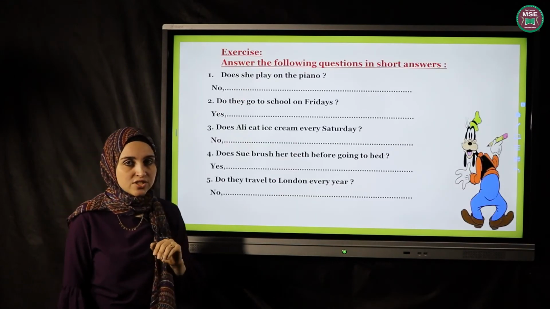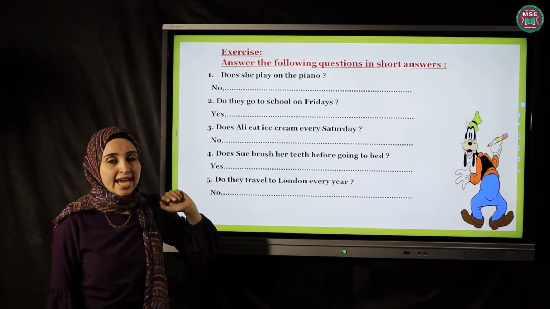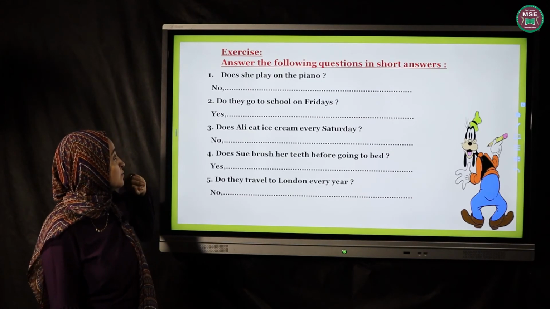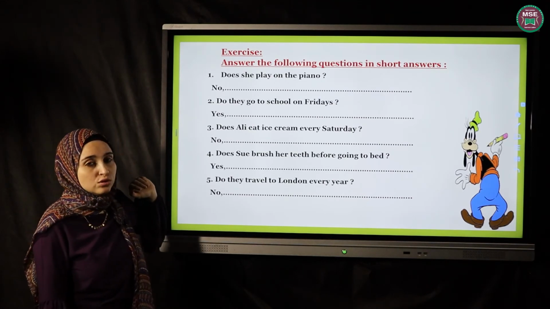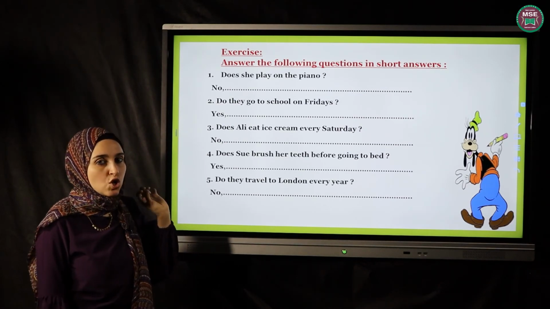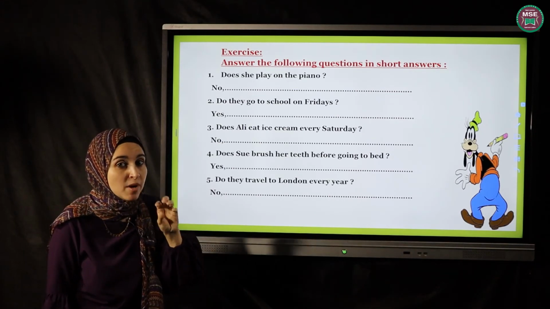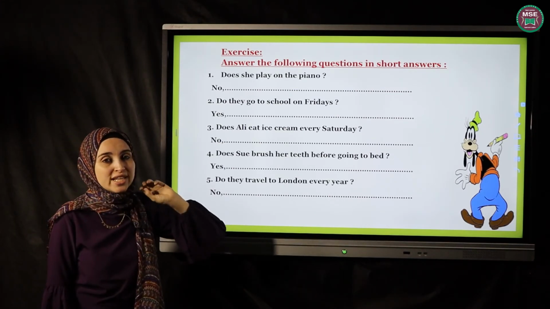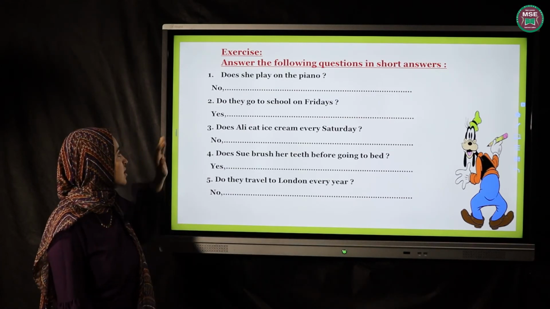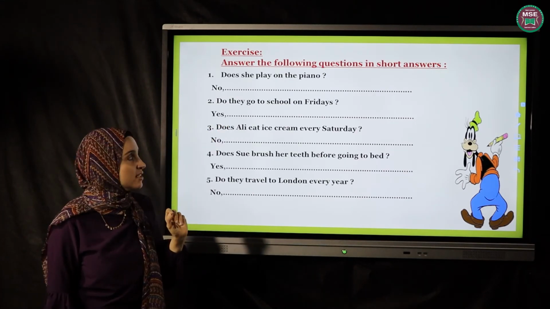Let's answer this exercise together. Answer the following questions in short answers. Does she play on the piano? No, she doesn't. And I form this sentence in the negative form because I have no. So it has to be in the negative. No, she doesn't.